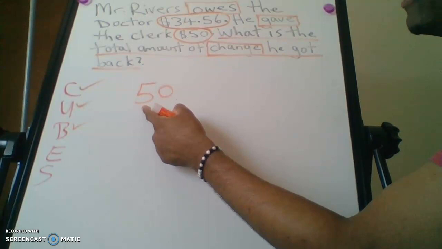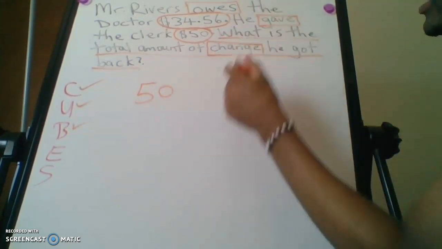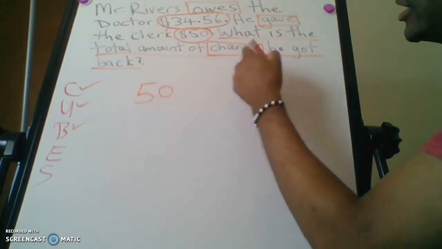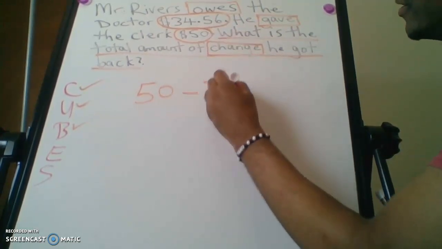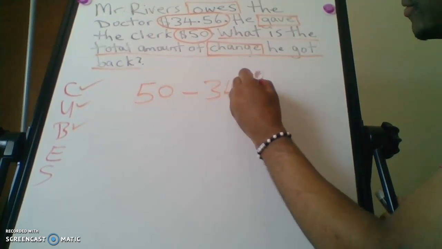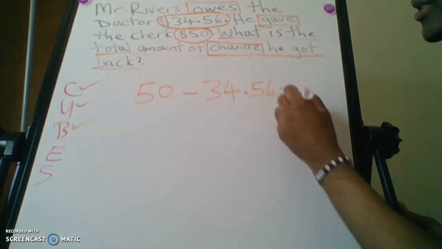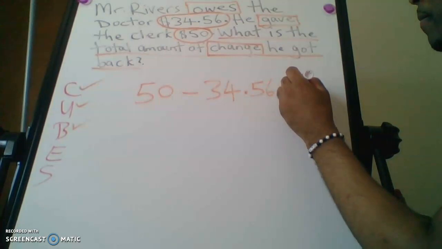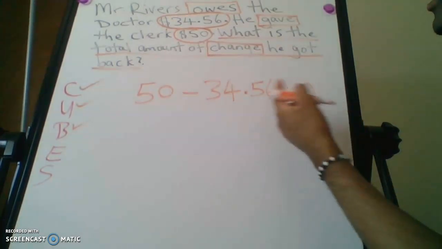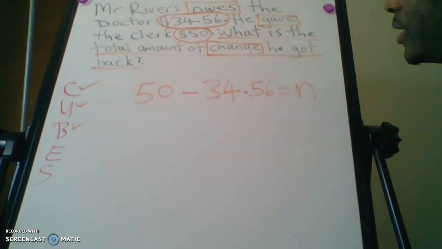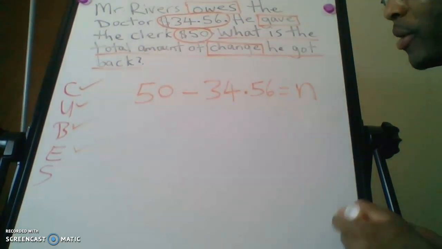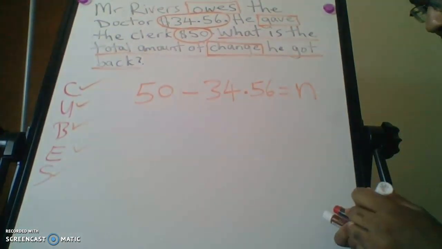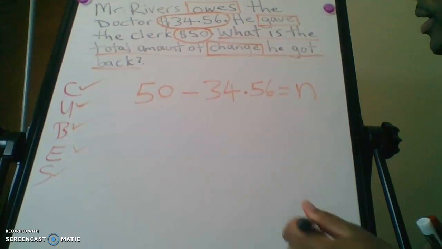So he gave the clerk $50, but he's owing. So change tells me I have to subtract. He's owing $34.56, and that's going to be equal to N. We could call it C or N. I use N for the change. So now I have evaluated. Now I'm going to solve this problem. How do I solve this problem?